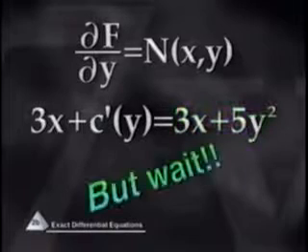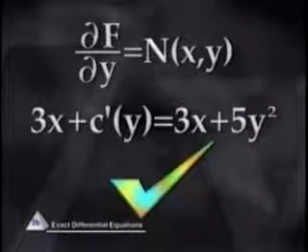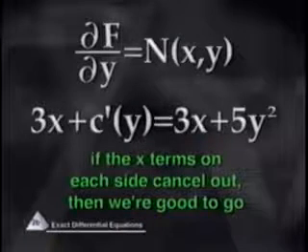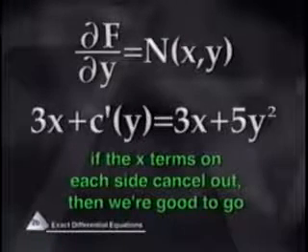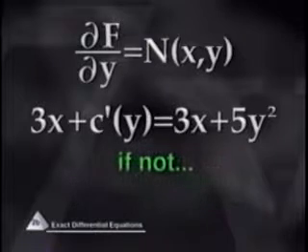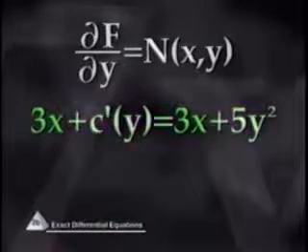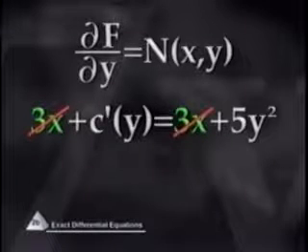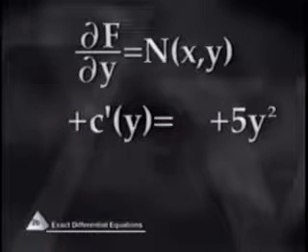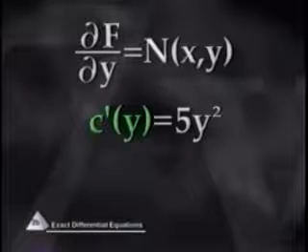Now we can solve it. Here is a point where we can check that we've done everything correctly so far. If the x terms on each side cancel each other out, then we're good to go. If not, then we've got a problem. But here it all checks out. The 3x's on each side will drop out, and we've got what we're looking for: c prime of y equals 5y squared.